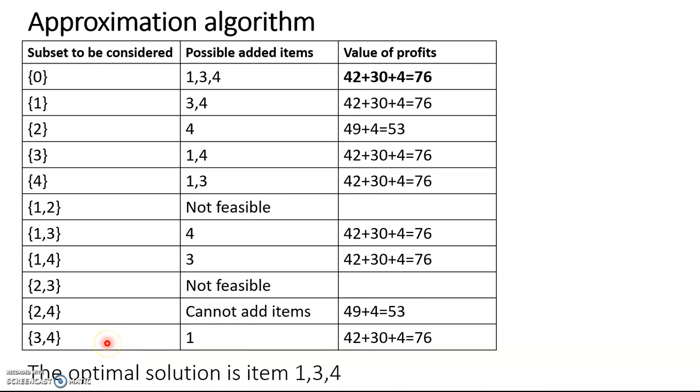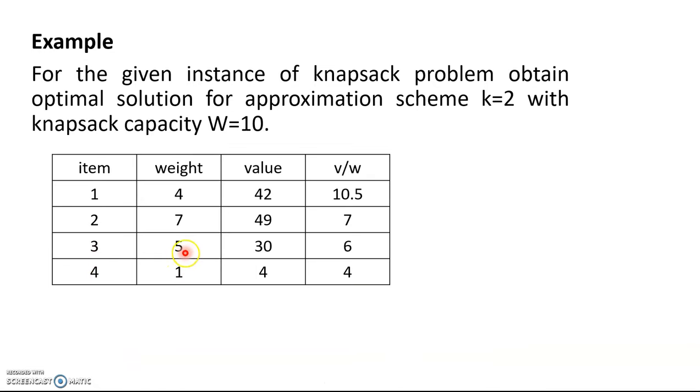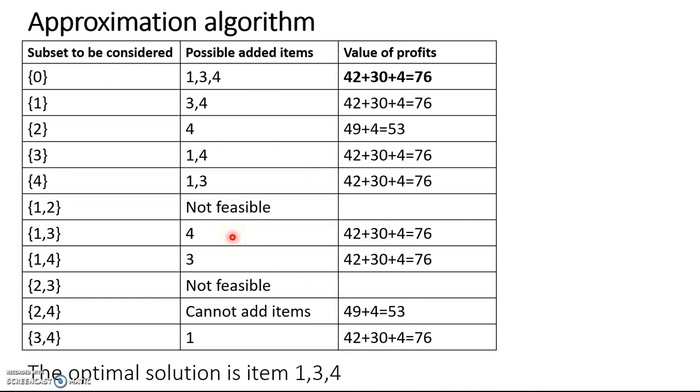Finally, I am adding 3 and 4. For 3 and 4, the weights are 5 and 1. Along with that, I can add item 1, which will give 10. But I couldn't add item 2, which is 7, because it exceeds the sack capacity. So totally, I will get the values of profit like this. This is the second step.